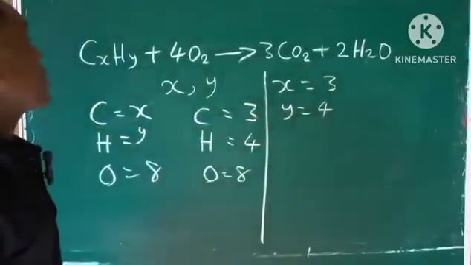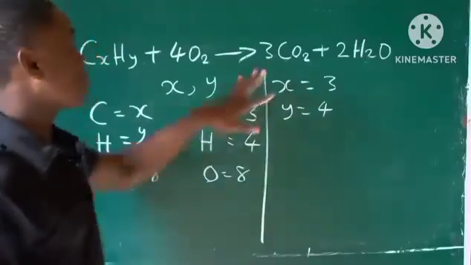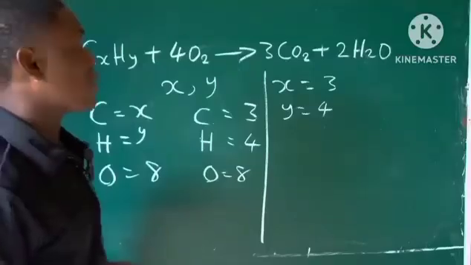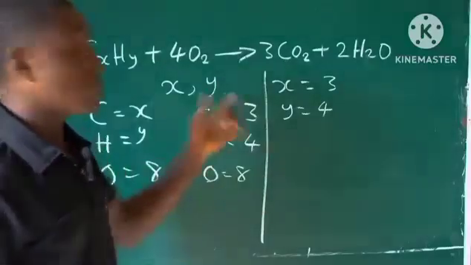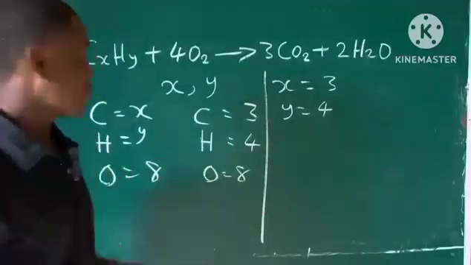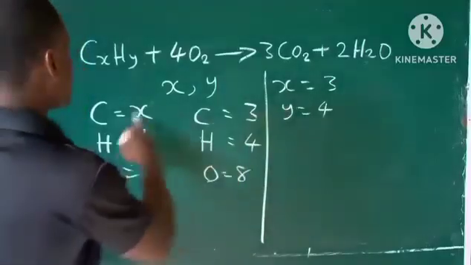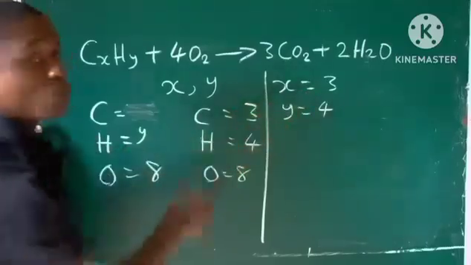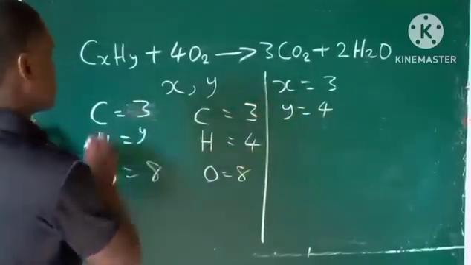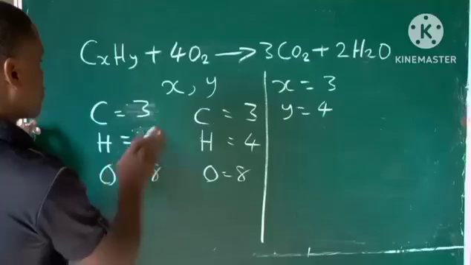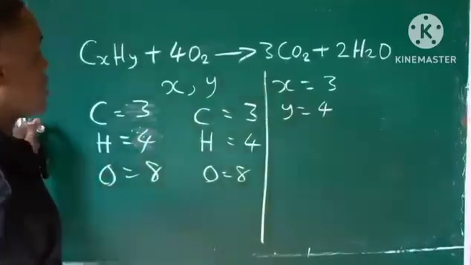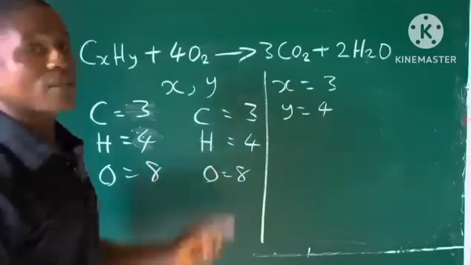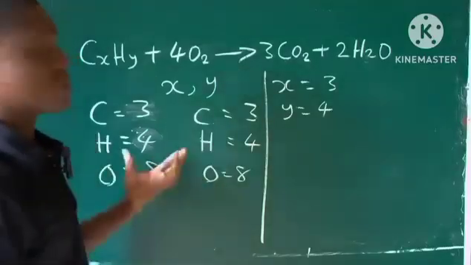So what they are asking you, if you see this type of equation and you are asked to find the value of alphabet, what they are asking you is just to balance the chemical equation. Okay, so in place of x, you put 3. Since x equals 3, you put 3. In place of y, you put 4. Are you seeing it now? So you see that 3, 3, hydrogen 4, 4, 8, 8. So you see that the equation is now what?